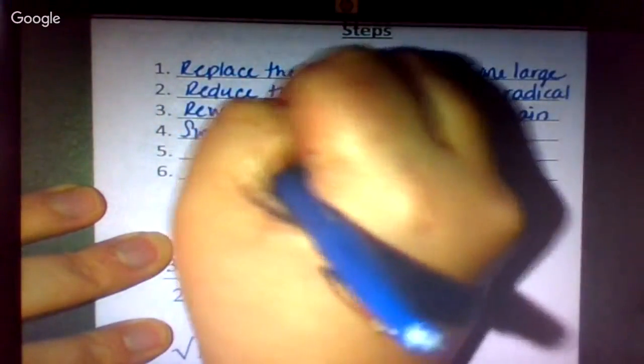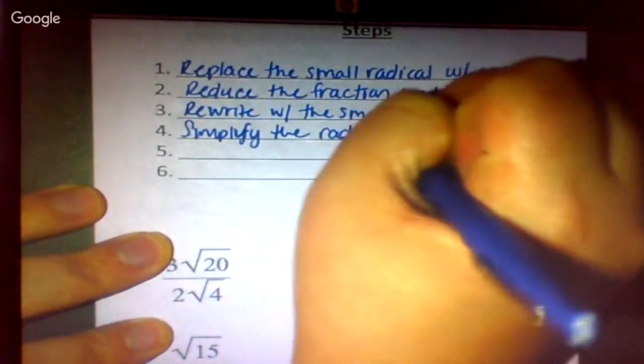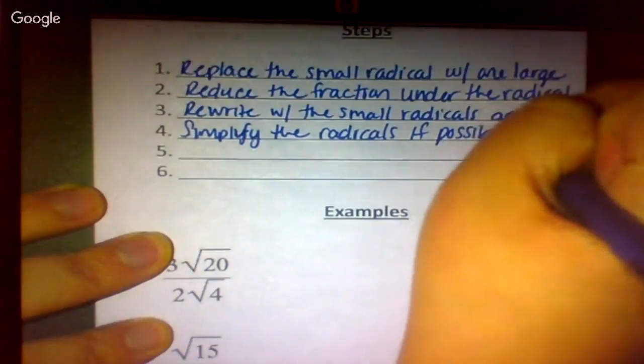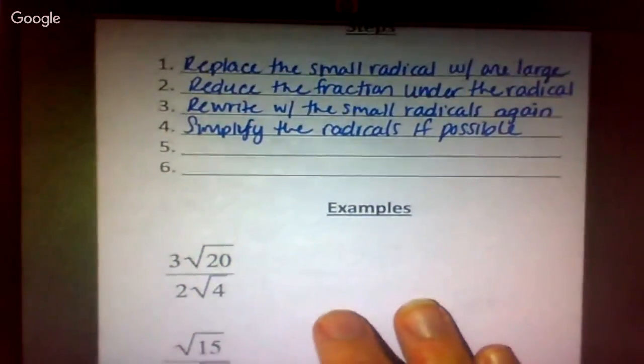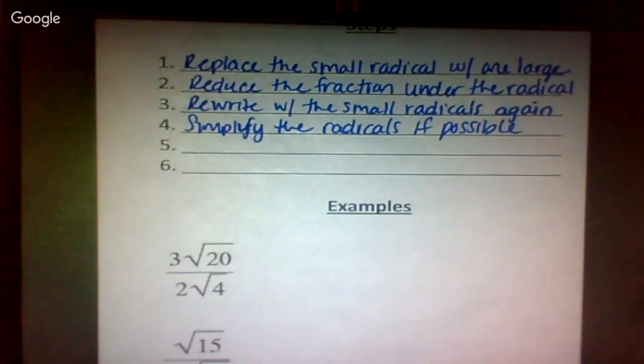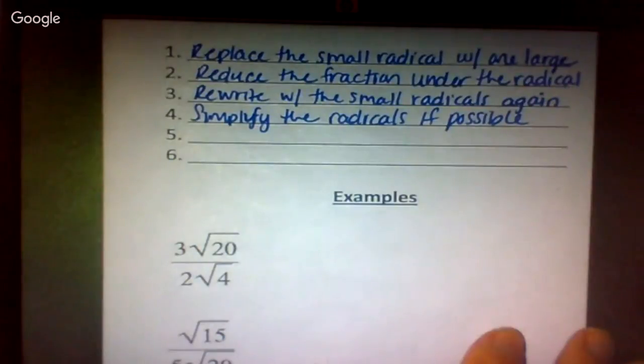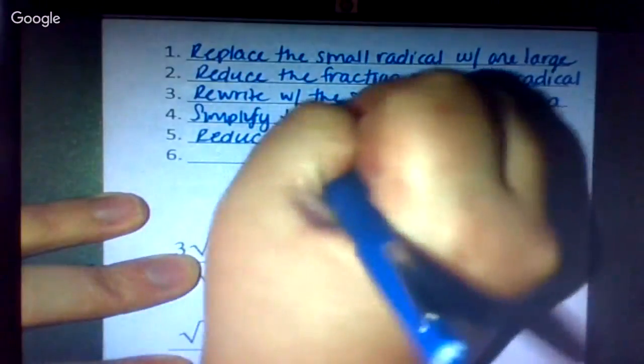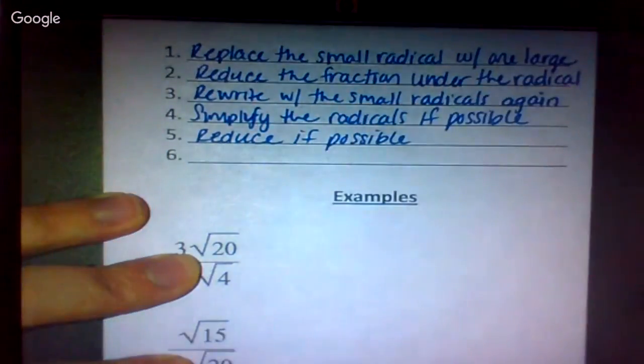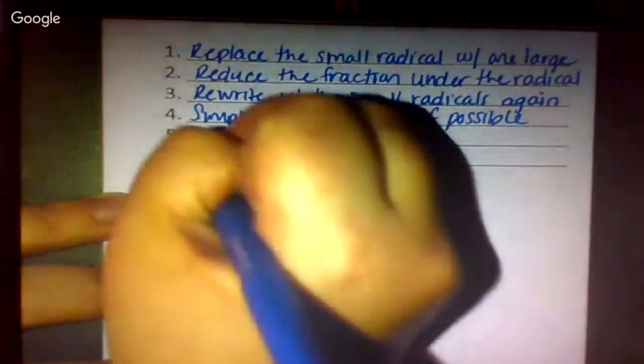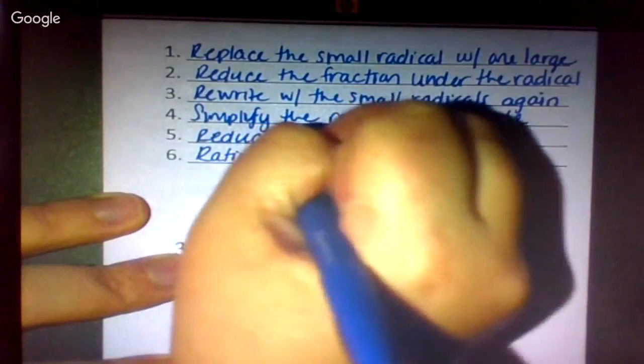Step number 4, simplify the radicals if possible. Step 5, reduce if possible. And step 6, rationalize if necessary.